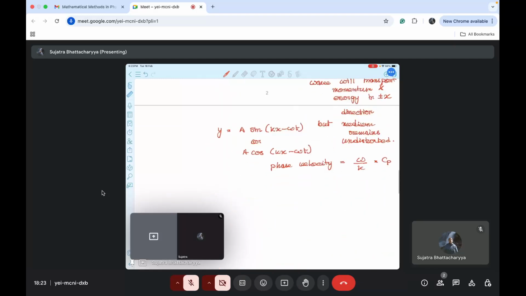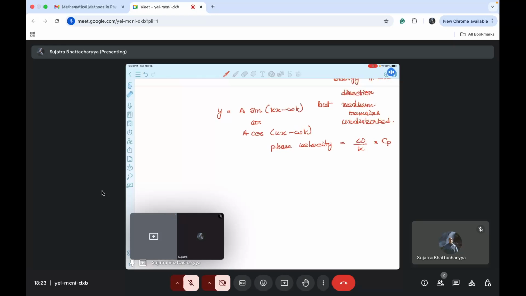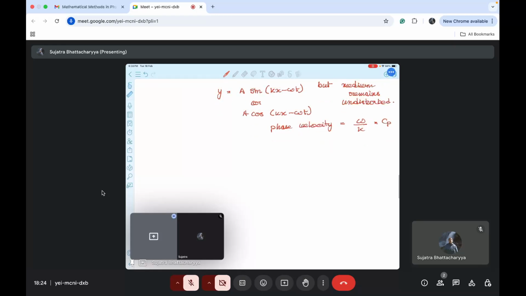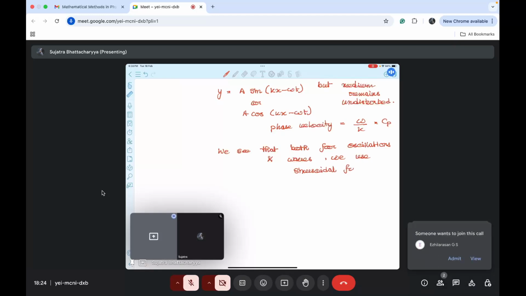Okay, so this is the basic general introduction of the harmonic oscillations and the waves. What is interesting is that for both simple harmonic oscillations and waves, we use sinusoidal functions because these are easy to interpret. Sinusoidal functions.